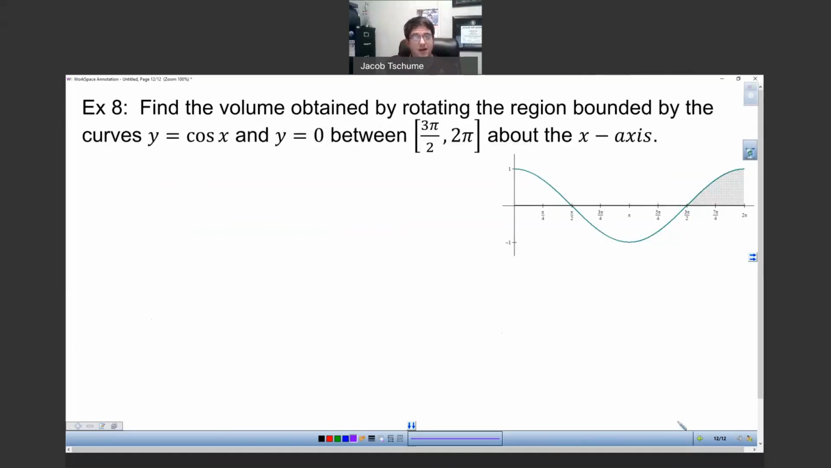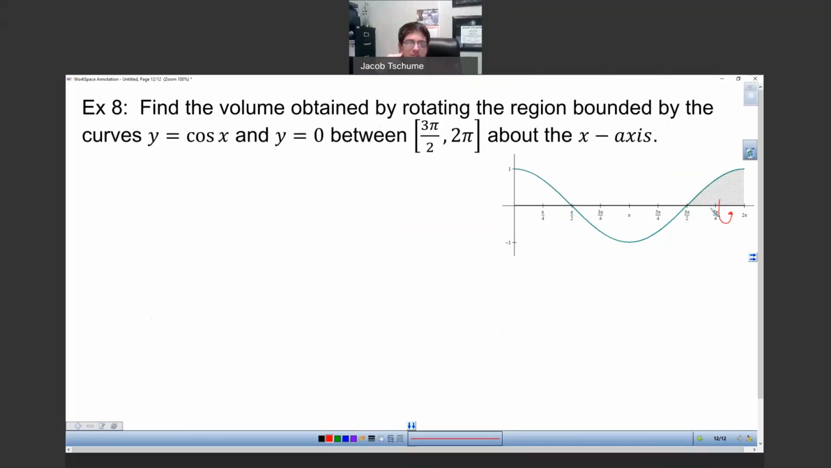All right, so we did area. You can also do some more volume problems that we did back in section 6.2 and 6.3. So this example says, find the volume obtained by rotating the region bounded by the curve y equals cosine x and y equals 0 between the interval 3 pi over 2 and 2 pi about the x-axis. So we want to take this black shaded region right here, and I want to rotate it around the x-axis.